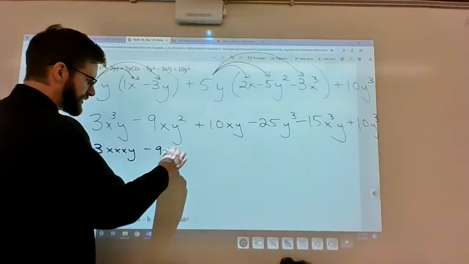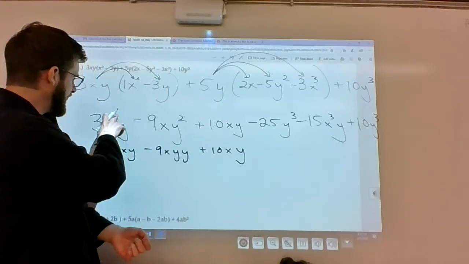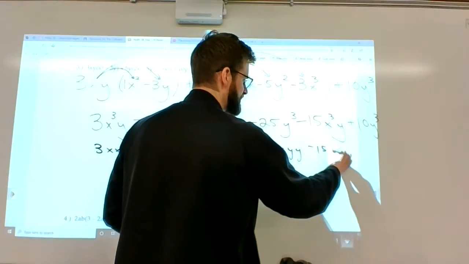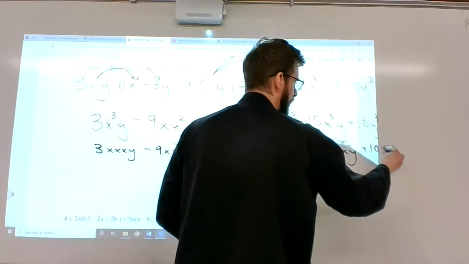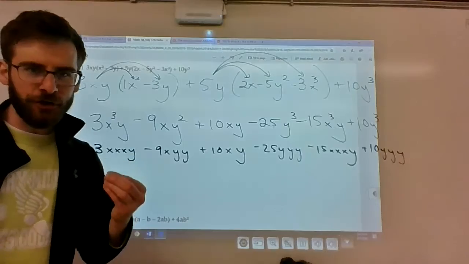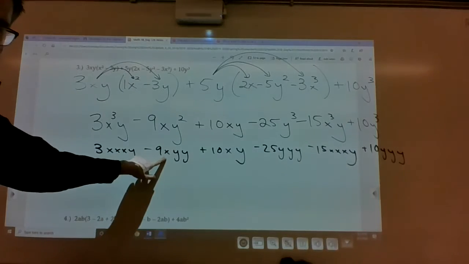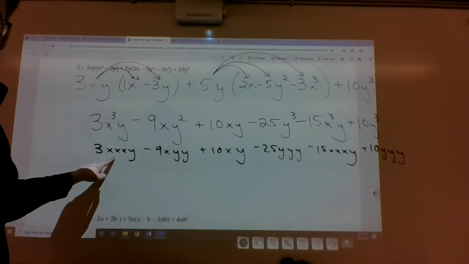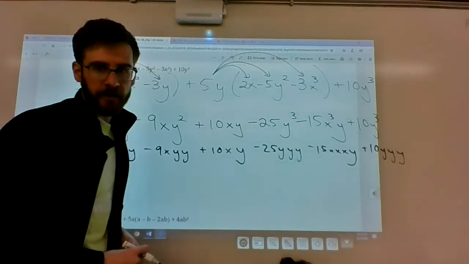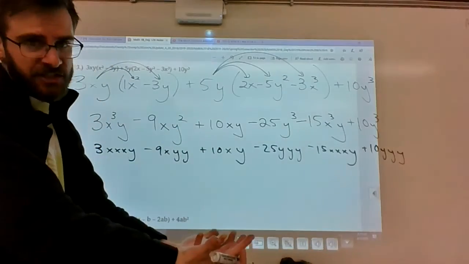3xxxy minus 9xyy plus 10xy, all I'm doing is expanding the exponents. So x to the third is like xxx. And this is yyy. This is xxy. And this is yyy. For some people, that visual helps. They're like, terms have to have identical variable parts. I can't combine these two because there's one x here and there's 3 x's there. However, 3x and a y can combine with 3x and a y over here. You don't have to write this step here. I just thought I might just throw that out there for you guys to check out.